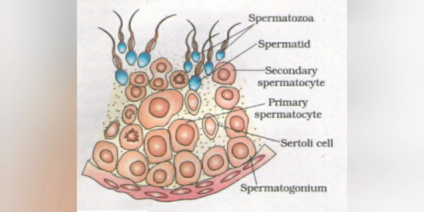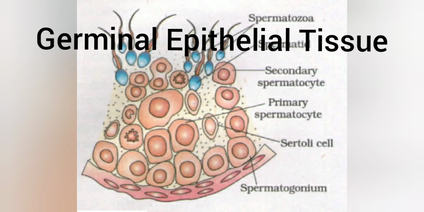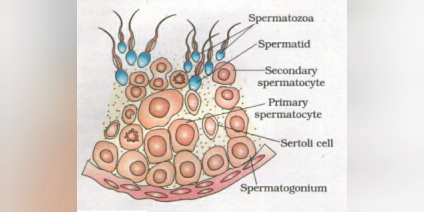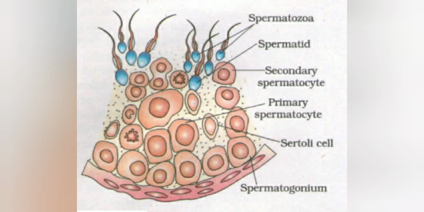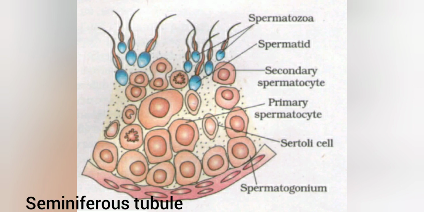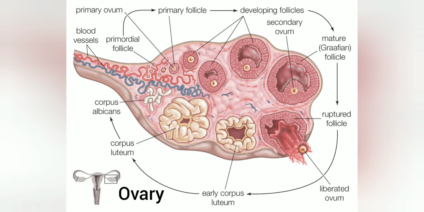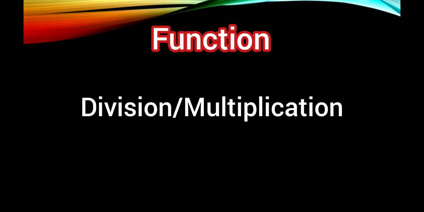And last one is germinal epithelial tissue. Cells of this epithelium divide meiotically to produce haploid gametes. That means the main function of germinal tissue is to divide and redivide. For example, lining of seminiferous tubules and inner lining of ovary, and their function is only one, that is, you can say division or multiplication.